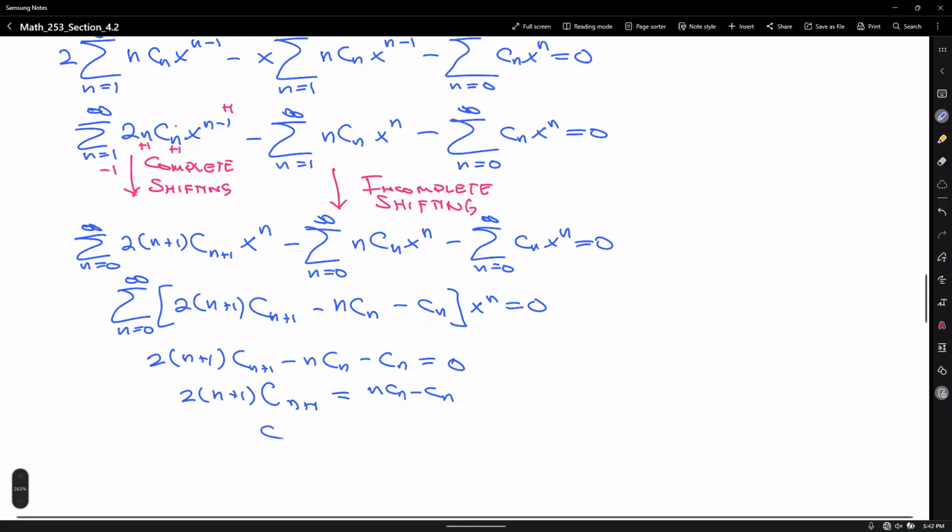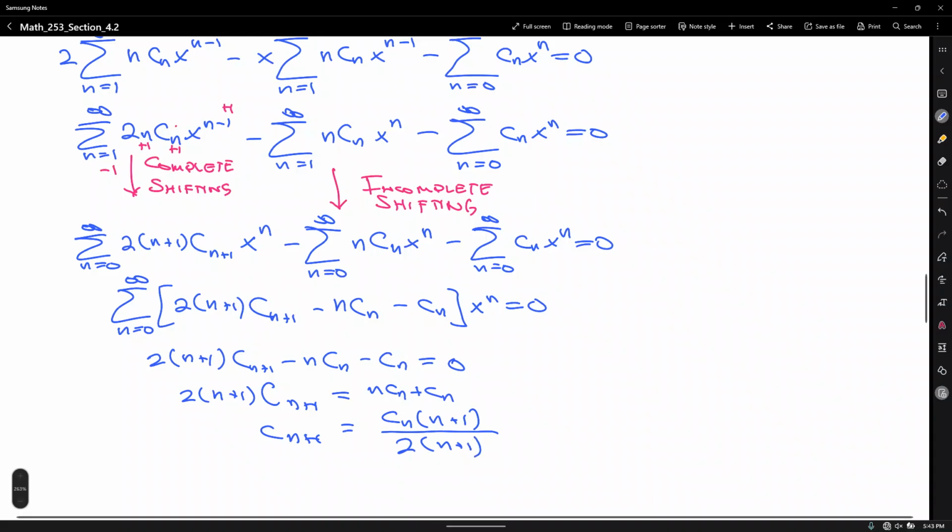And then I'm going to divide both sides by 2 times (n plus 1). So c sub n plus 1 equals, okay, wait, no, this is a plus. Do you agree that in the numerator, on the right-hand side, we can factor out c sub n? Let's factor out c sub n. That is going to give us n plus 1, and at the same time I'm going to divide by 2 times (n plus 1).